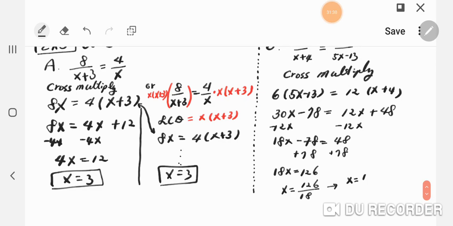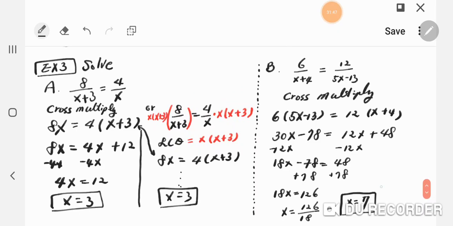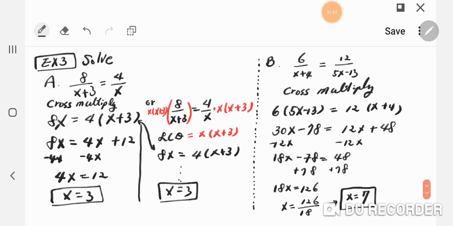So 126 divided by 18 is 7. So the solution is x equals 7. Is 7 okay? Does the 7 make the denominator 0? No. So this one is okay. When we check 7, 7 is okay. It does not make the denominator 0. So 7 is the answer.